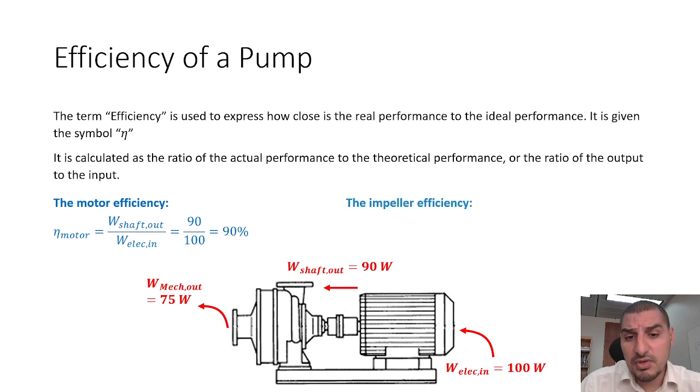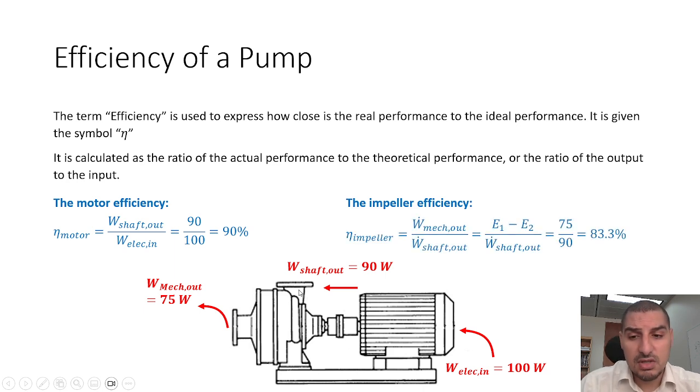For the impeller, the input is the shaft work out, and the output is the mechanical work out. So it's going to be the mechanical work out over the input, which is the shaft work out. And as we said, mechanical work can be considered as delta E, which is the energy difference between the fluid in and out, over the shaft work out, which is 75 over 90, which is 83.3%. Of course, these numbers are for demonstration only. This is just to give you an idea how the efficiencies are calculated.